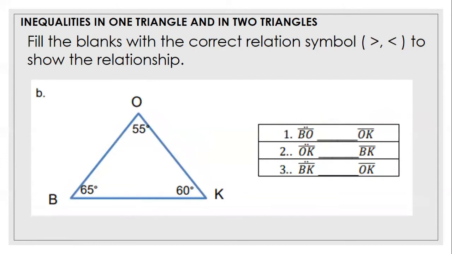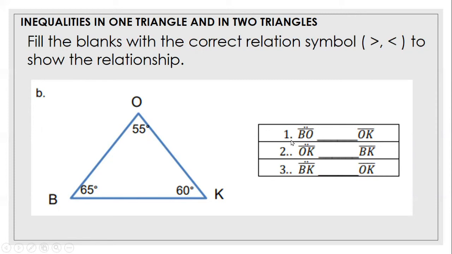Okay? Next, letter B. The given are the angles, and then we compare the sides. The larger the angle, the longer the opposite side. Okay? The larger angle, the longest side. So, we have triangle BOK. The measure of angle B is 65 degrees. The measure of angle O is 55 degrees. And the measure of angle K is 60 degrees.